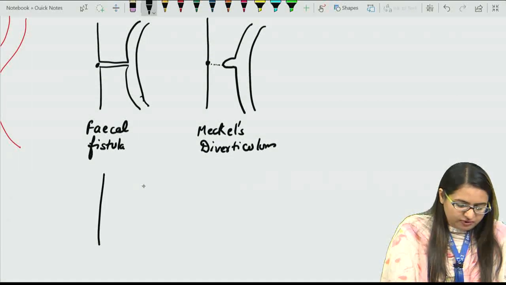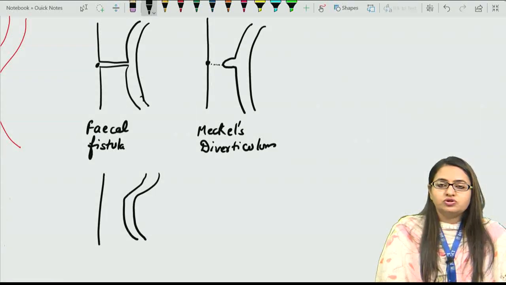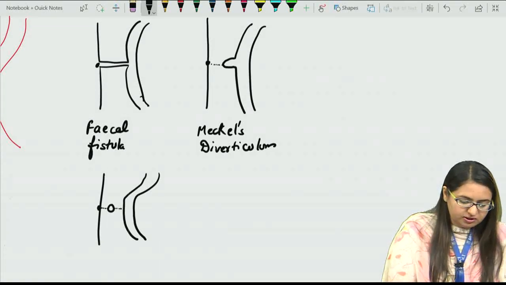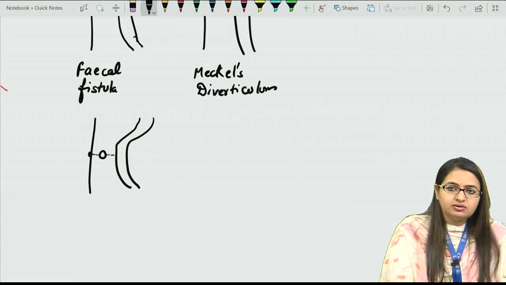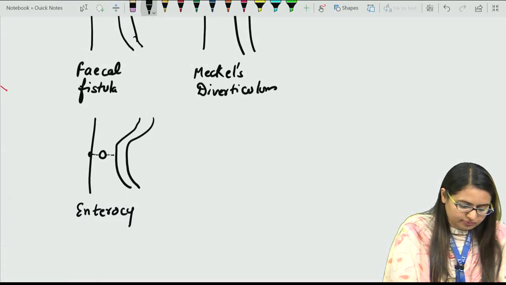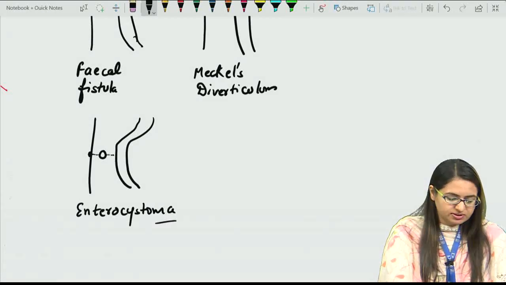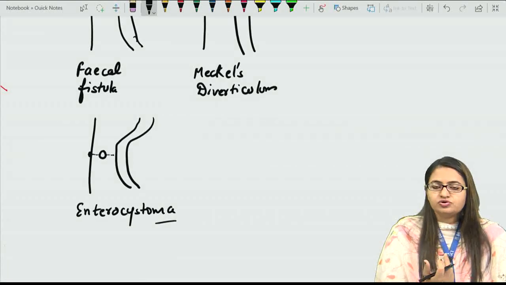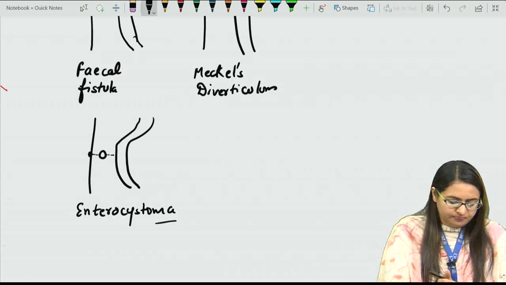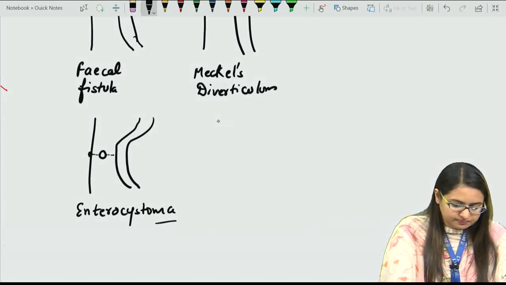Now there may be a condition when the middle portion of this duct is patent. That is, a fibrous band is present over here. In the middle we have a patent portion is there. This is termed as enterocystoma. It is termed as enterocystoma, in which a small cyst is there, and anterior to that and posterior to that we are having the fibrous bands, or the duct is obliterated. Only this portion is patent.